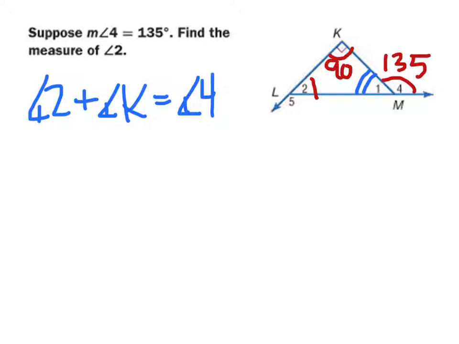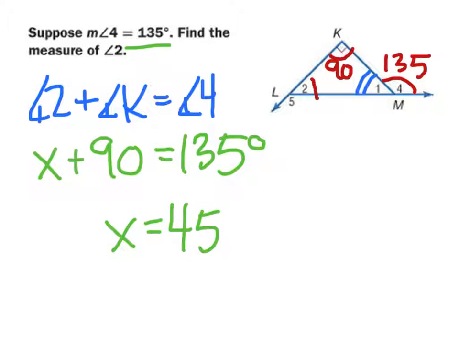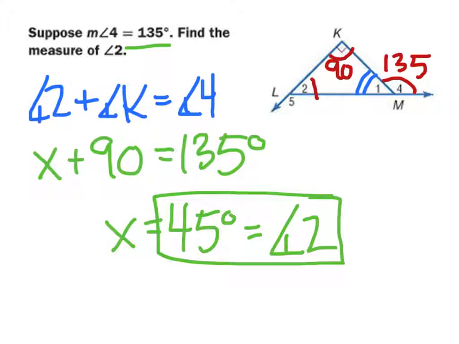And yes, there's another way to do this, and I'm going to show you that in a second. But in the meantime, we don't know angle 2. We do know angle K is 90 degrees. That equals angle 4, which was given to us as 135 degrees. So when you solve this, I'm just going to skip a few steps. X equals 135 minus the 90, which would give us 45 degrees. So angle 2 is that value, and then that's it for angle 2. And that's using remote interior angles, but I'm going to show you a different way to do it, okay?